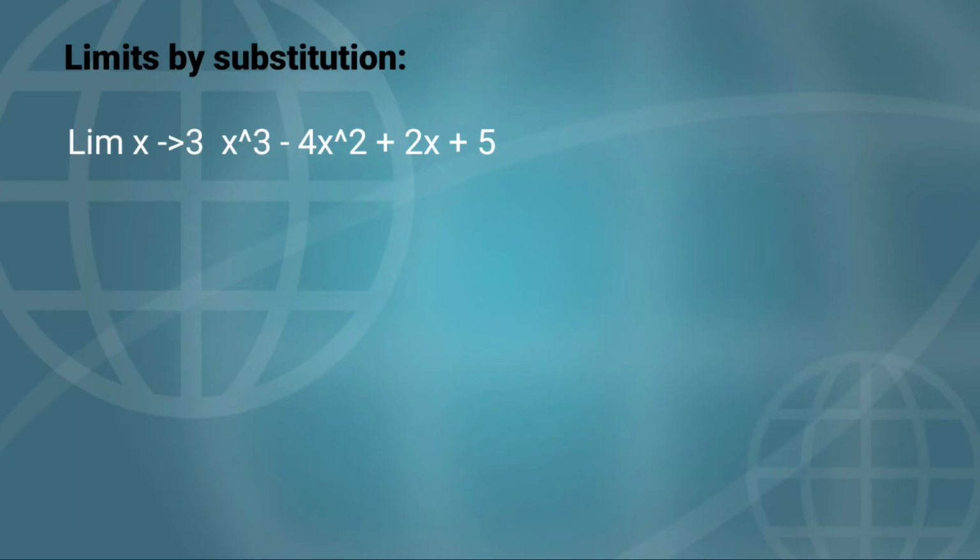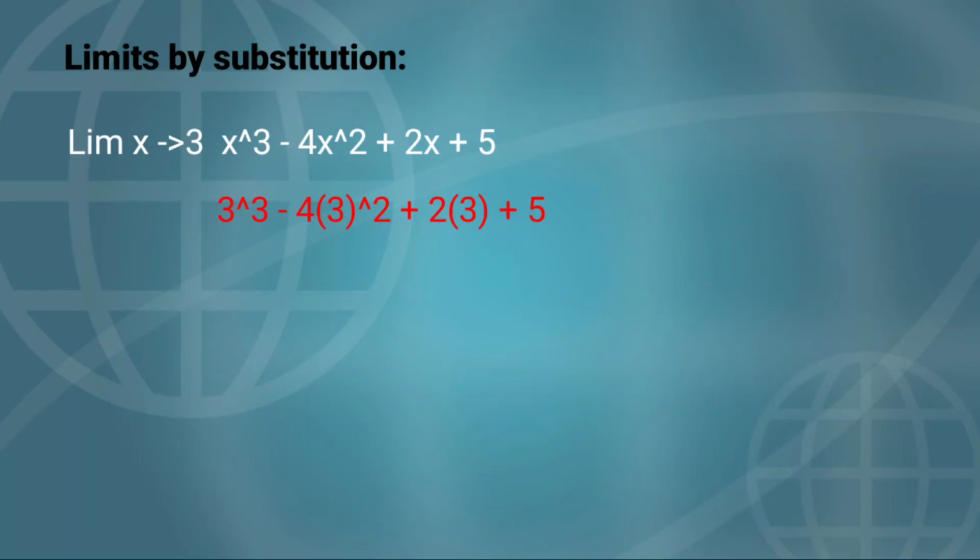So we're just going to substitute the x with 3. What we're going to do here is, as I said a while ago, we're going to substitute 3, or rather x, with 3. So the problem would be 3 raised to 3 minus 4 multiplied by 3 raised to 2 plus 2 multiplied by 3 plus 5.